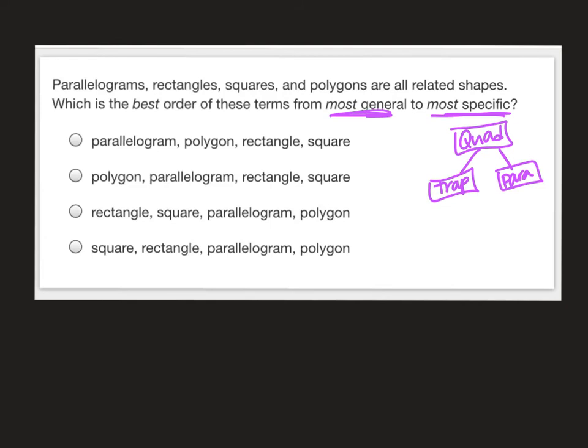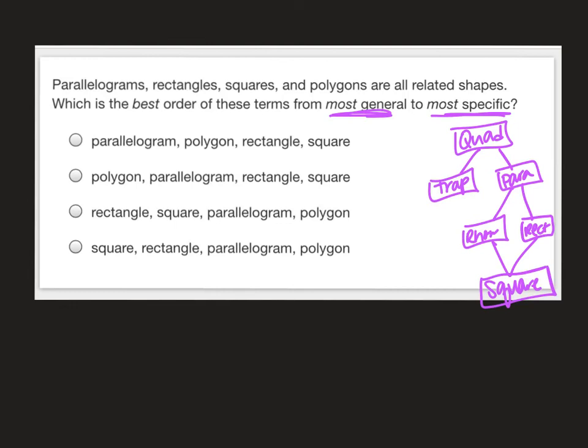All right, and then nothing else was under trapezoid. Then it broke into a rhombus or a rectangle, and the last thing was specifically a square. All right, so we're going to use that because we're going from the most general to most specific.